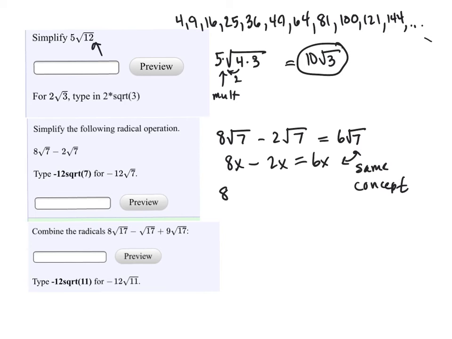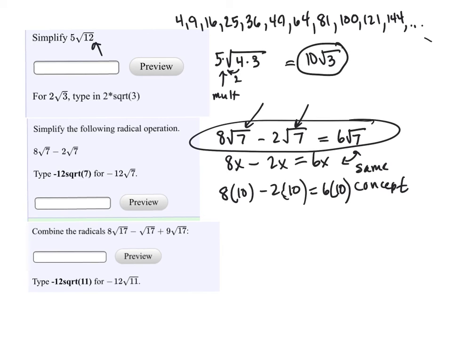It's like when I say 8 times 10 minus 2 times 10. That, in fact, is 6 times 10. That's what's going on here. I have 8 of some number. I'm taking away 2 of that number. I have 6 left. And it works the same way with roots. So to add and subtract roots, you have to have like terms, meaning the square root part must be exactly the same.